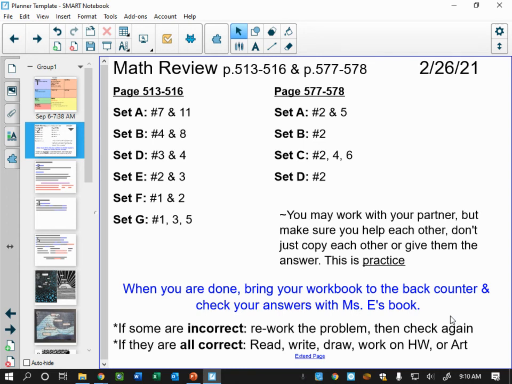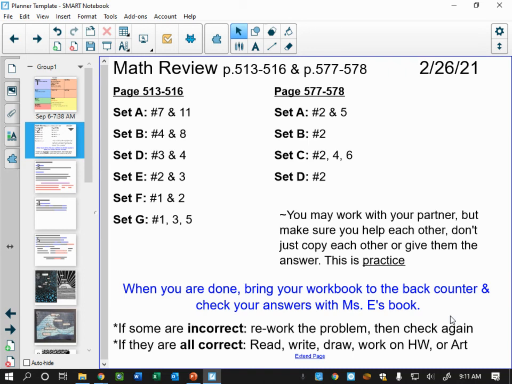When you're done checking those, go to the second yellow tab, flip it, and that is where 577 to 578 is. Now, if you come back here and it's already on 577 to 578, then you'll just go back to the first tab to view the multiplying fractions answers. Does that make sense? Yeah.